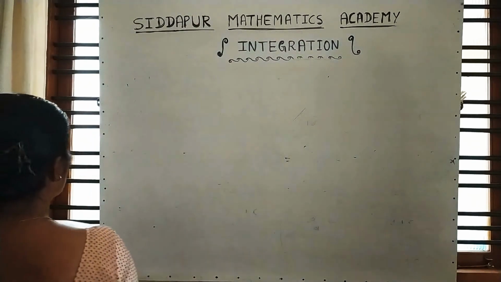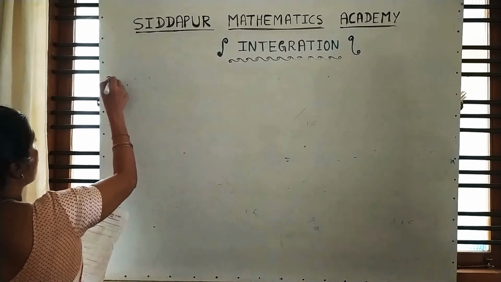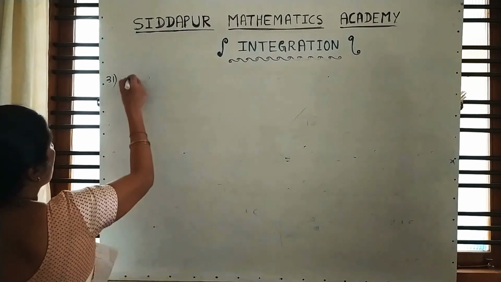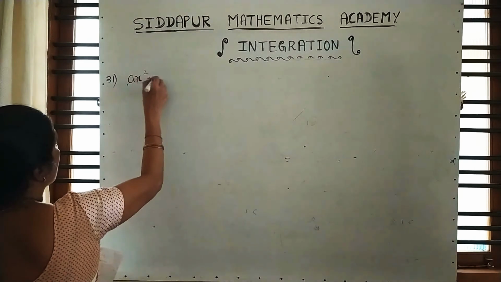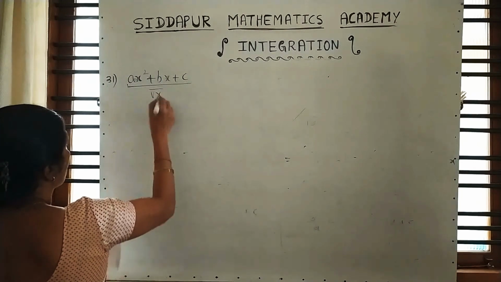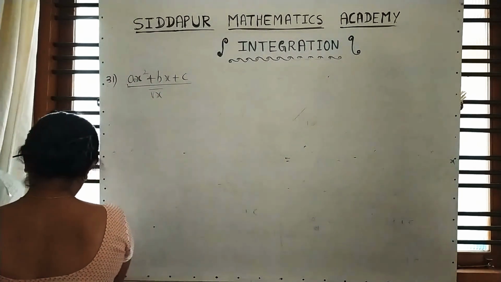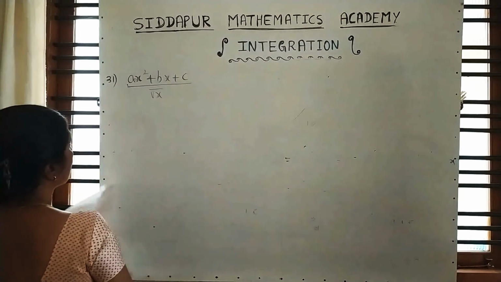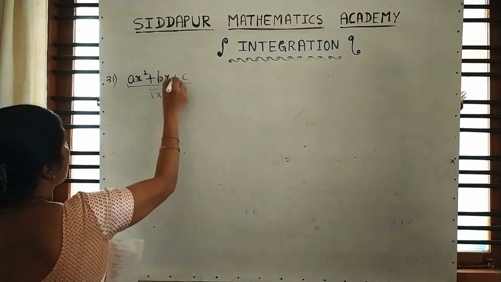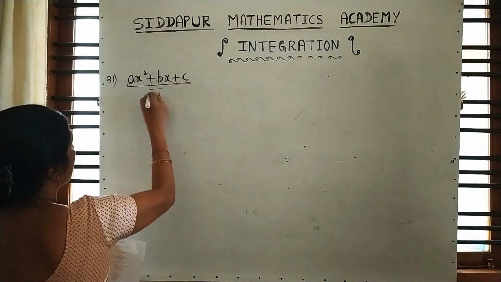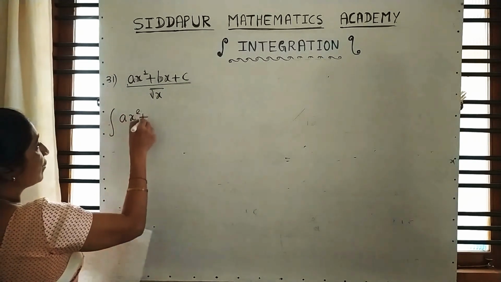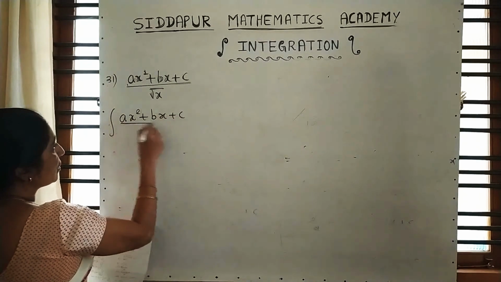Question number 31. Integral of (ax square plus bx plus c) upon root x. Once again I am repeating: ax square plus bx plus c upon root x. So in the solution, first I will write with the integration sign.